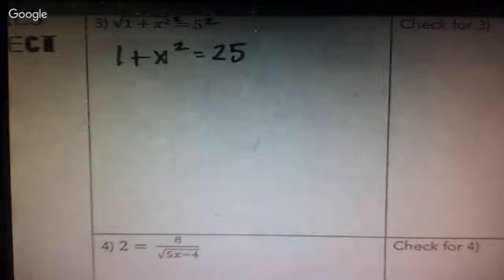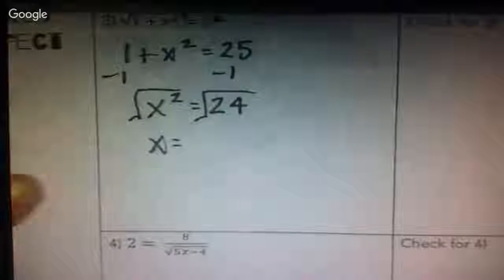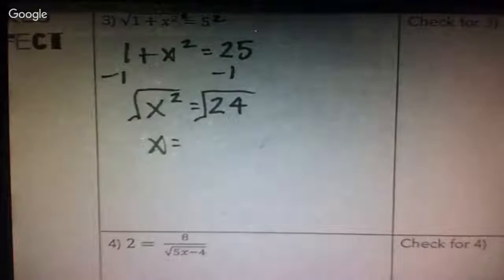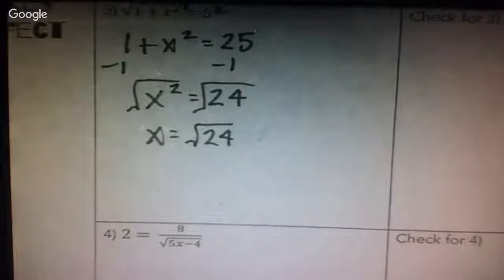All right, so take a look at this one. We don't have an x value, which makes this easier. Because watch what happens. When I don't have an x value, I can just move the numbers to one side and then take the square root. So I can subtract 1, so I'm left with x squared equals 24. Take the square root of both sides. So x equals, is 24 a perfect square? No. So we're going to leave it as the square root of 24.